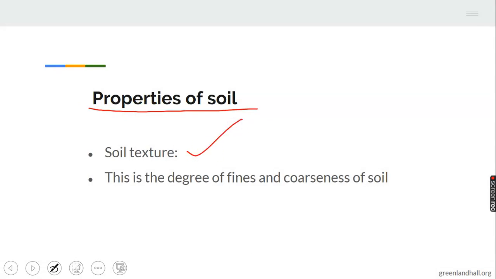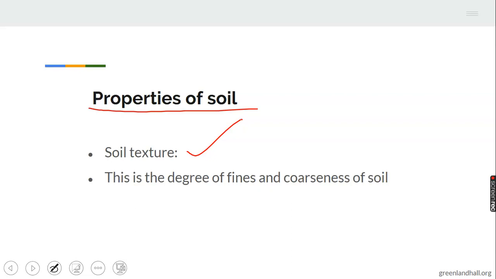Soil texture. Soil texture refers to the degree of fineness and coarseness of soil. How smooth a soil is, or how coarse a soil is. That's soil texture.